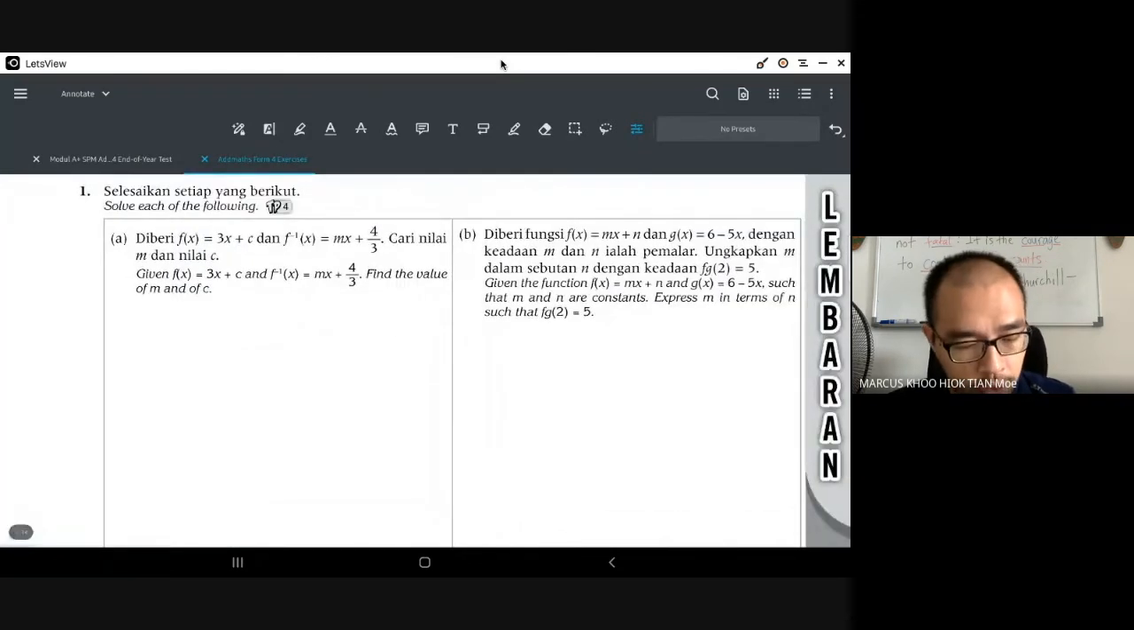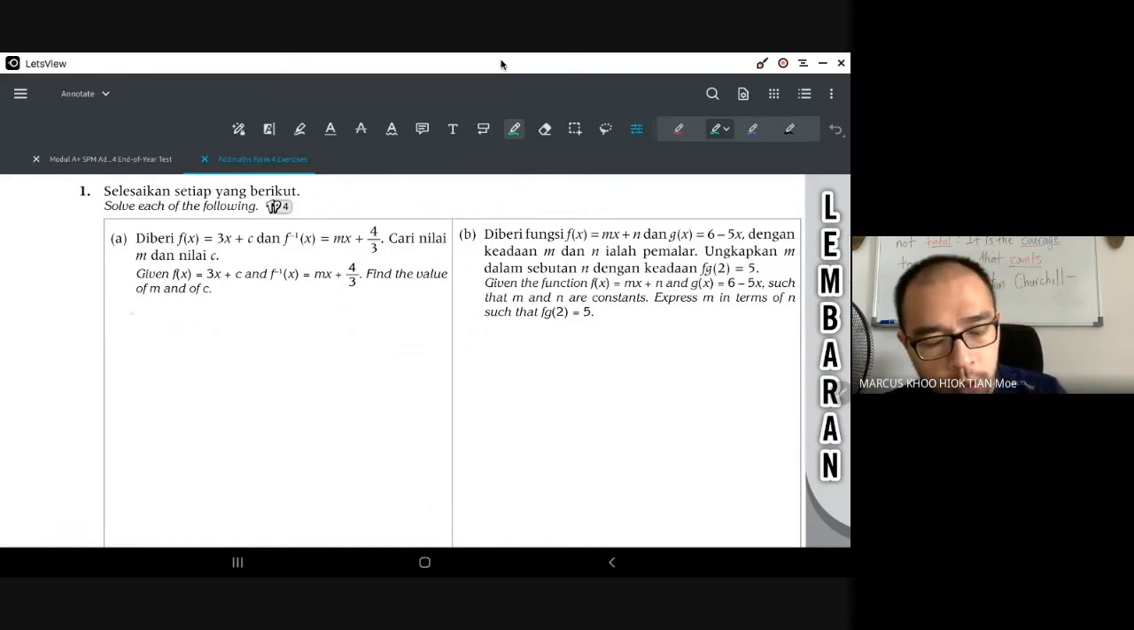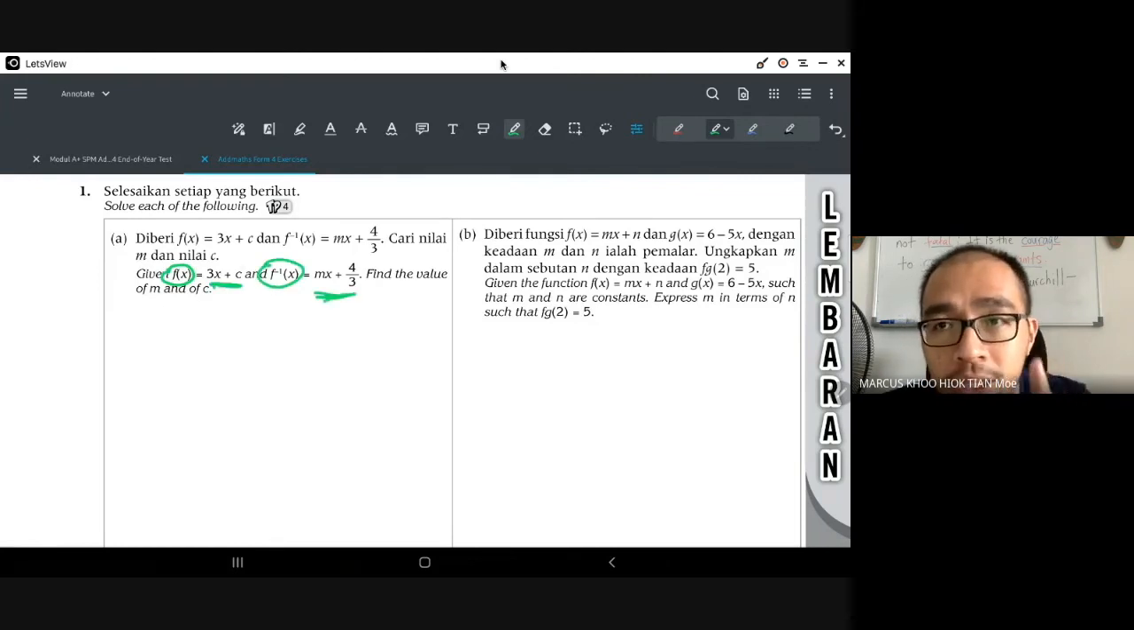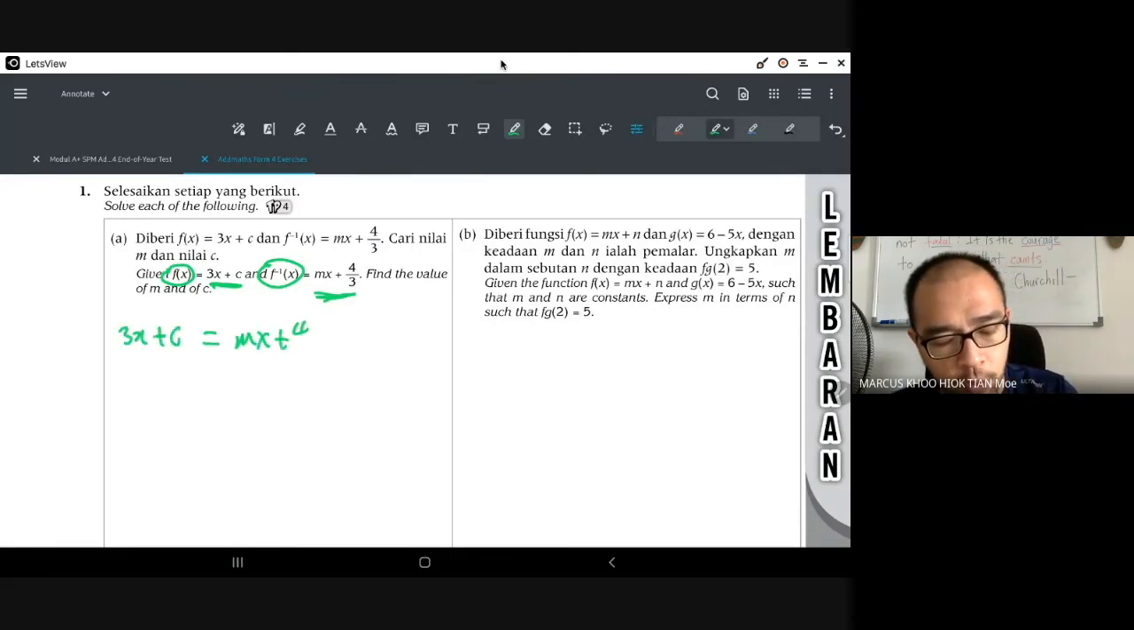So given the function f(x) equals 3x plus c, and then the inverse of x is mx plus 4 over 3, find the value of m and c. If they give you this one and they give you this one, you see, it's not the same at all, right? The one thing that you should not be doing is 3x plus c equals mx plus 4 over 3. This one definitely cannot. Does it make sense? Of course it doesn't make sense.